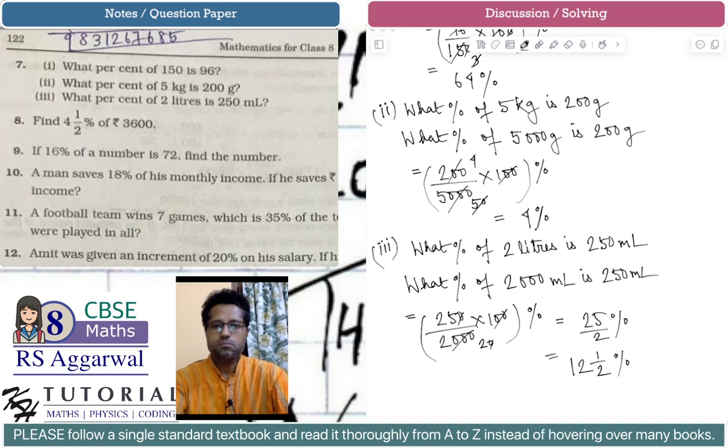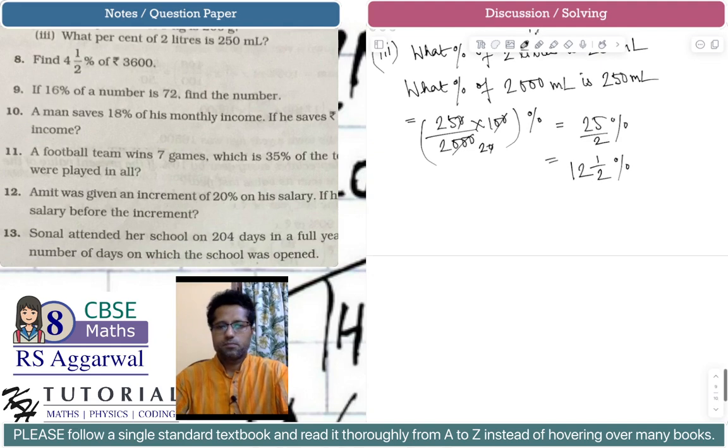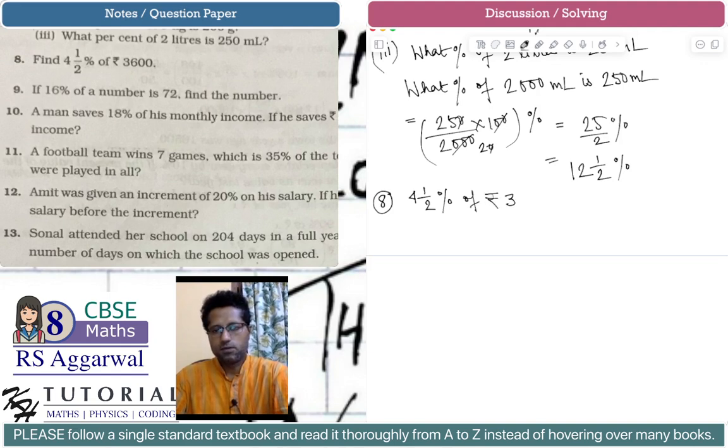Okay, let's do problem number 8. Find 4.5 percentage of rupees 3600. So we have to compute 4.5 percentage of rupees 3600. We have already discussed what is x percentage of y. So first convert the mixed fraction to improper fraction. We get, 4.5 means 9 by 2.